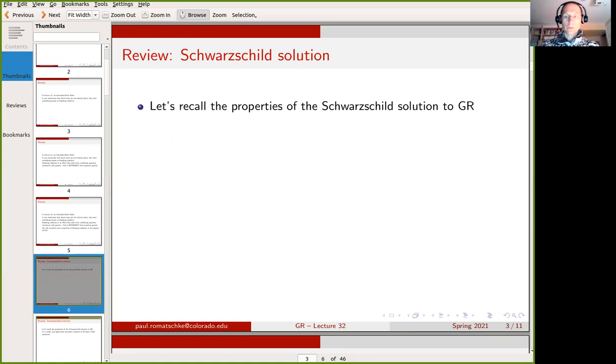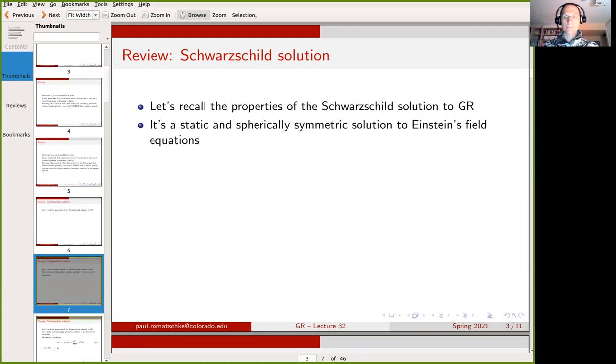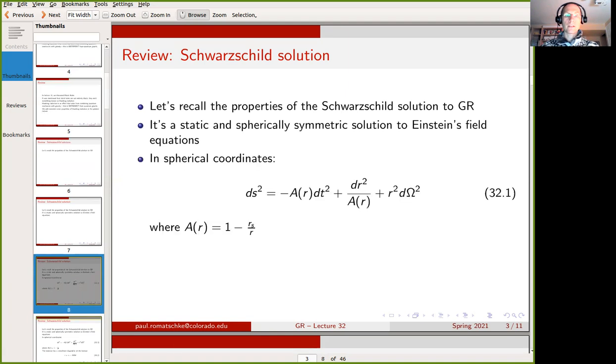To get started, let us review some properties of the Schwarzschild solution to general relativity. First, note that it is a static and spherically symmetric solution to Einstein field equations. And we found that in spherical coordinates, we can write down the Schwarzschild metric in the following form. So there's a term that is proportional to the time component of the metric. There is a radial component of the metric, and the angular components of the metric are just the usual angular coordinates. This factor a(r) here is a radius-dependent function, and it's given as 1 minus rs over r, where rs is a constant.